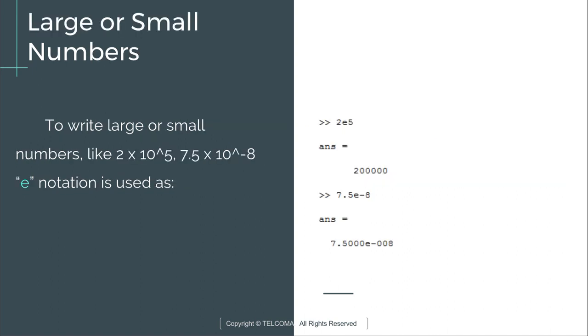Now, large or small numbers. To write a large or small number like 2 into 10 raised to power 5 or 7.5 into 10 raised to power minus 8, E notation is used. For example, it is shown here 2E5. If you want to display 2 lakh, you can write it as 2E5. Or if you want to write 2000, you just write 2E3. And if you want to write a small number like 7.5 into 10 raised to power minus 8, just write it as 7.5E-8. This will display the result as 7.5000E-008.